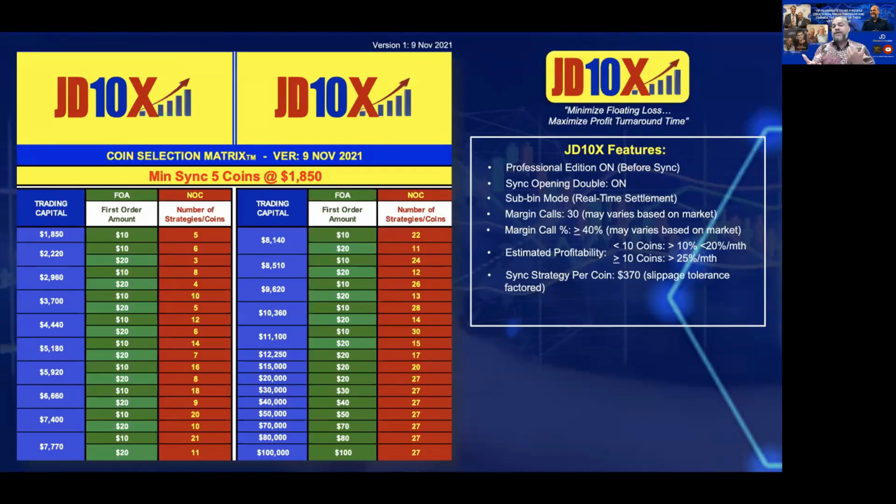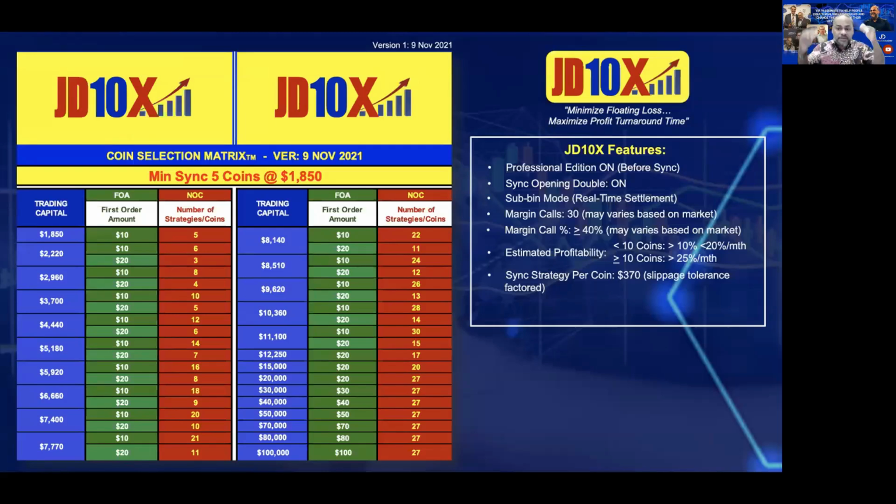Now, sync strategy per coin 370, and we have already included the slippage tolerance. So some of you may be asking, why do you still use the first order as 10? Why do you not follow the recommended by the company, which is 15? The reason is that Binance minimum order is still at $10. Binance has not changed that.